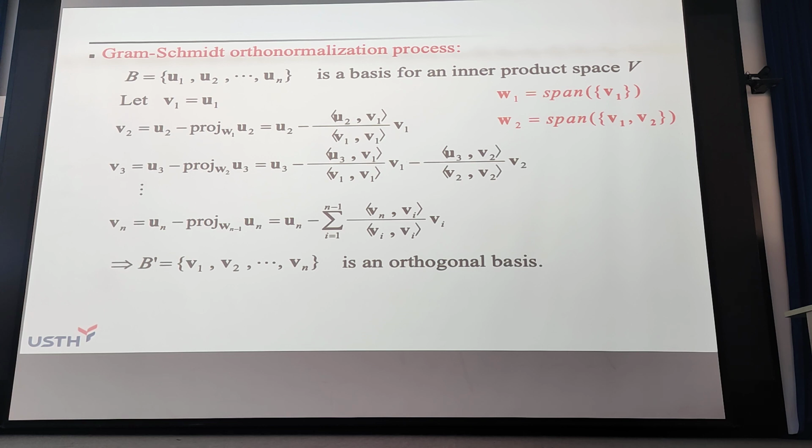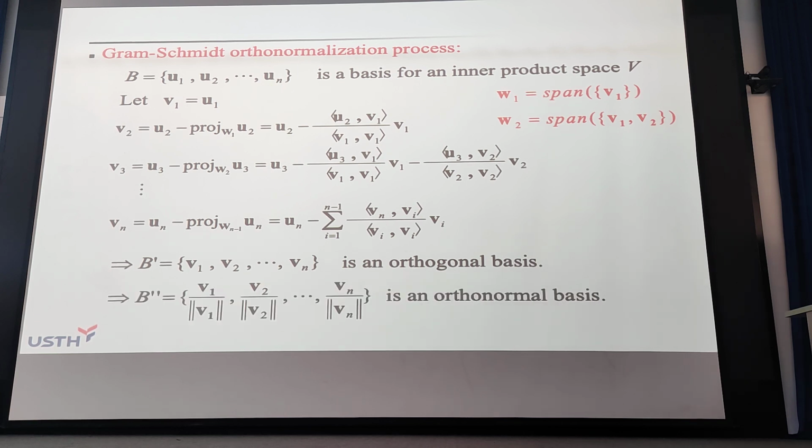So the last step is very easy. We need to normalize that. That is, we need to divide each vector by its length. So B double prime to be that one. Now that is already an orthonormal basis. So here is what you need to do when you are required to apply Gram-Schmidt to find an orthonormal basis for any vector space.